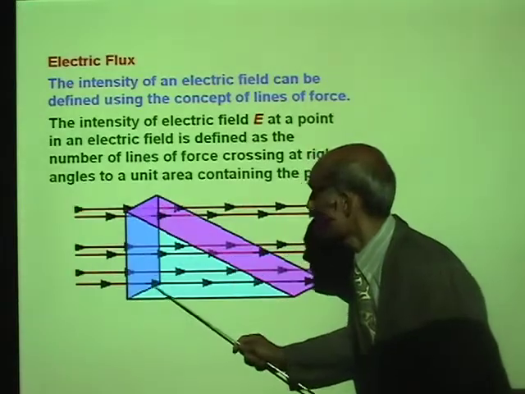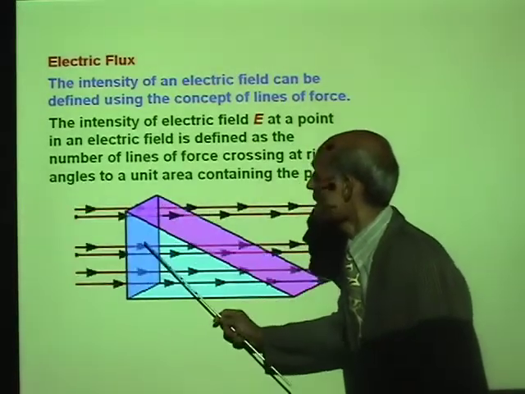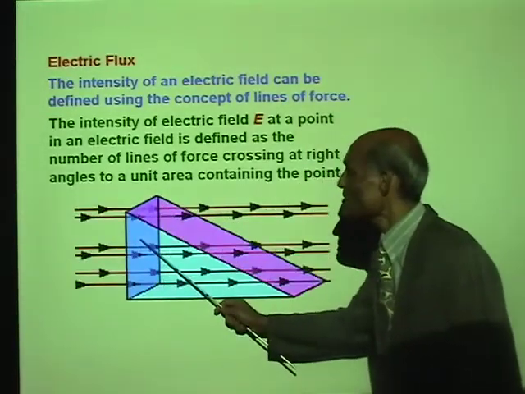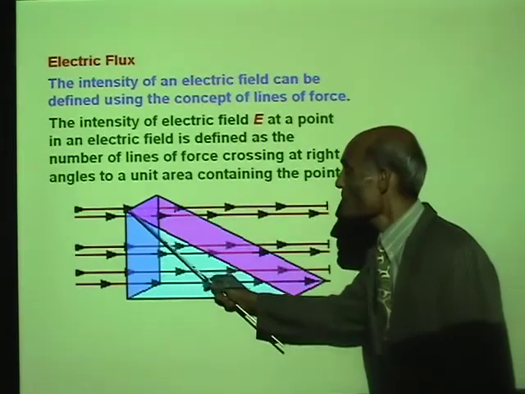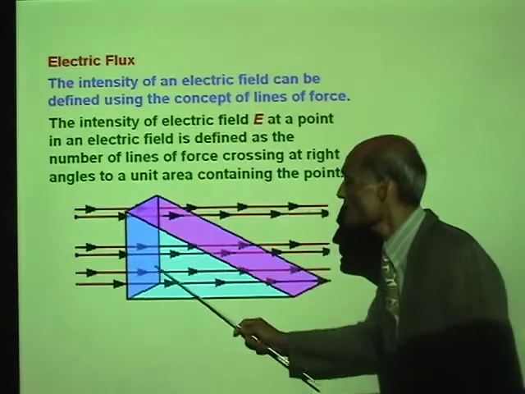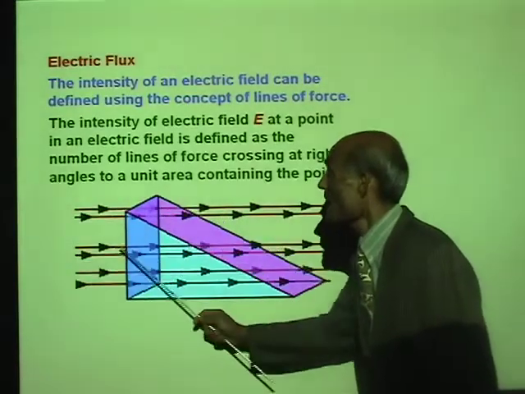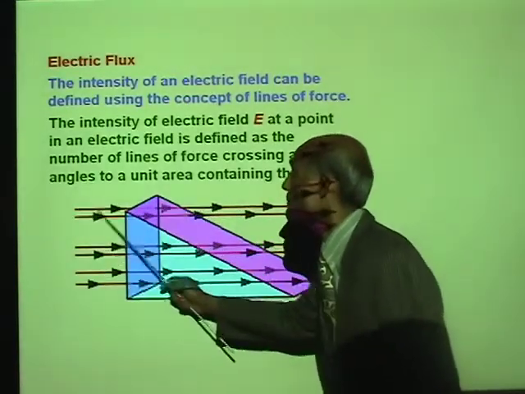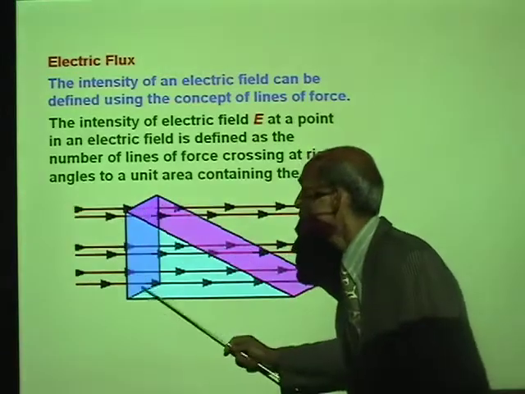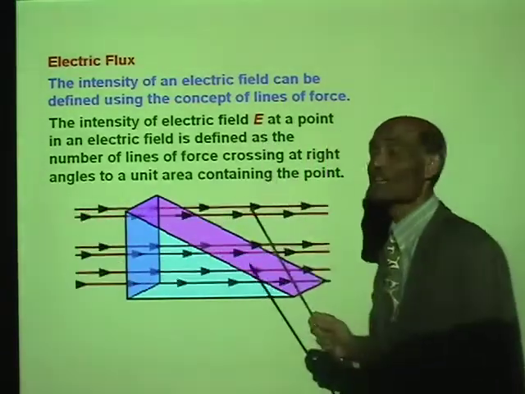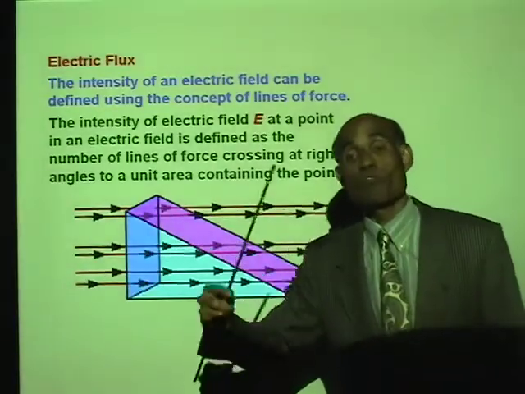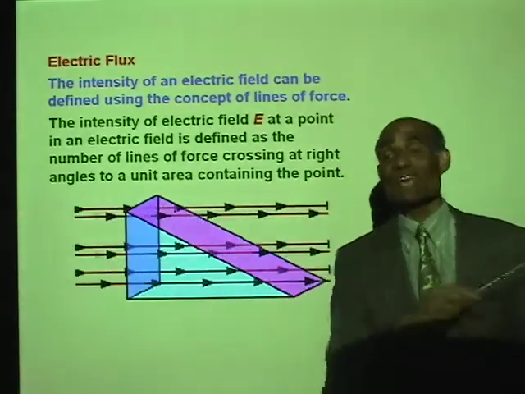Alright. Now here I have an area. Can you see that area placed? Now if I want to find the electric field at this point, all I need to do is place that unit area there and measure the flux crossing that unit area. Electric field E is a measure of the flux per unit area.